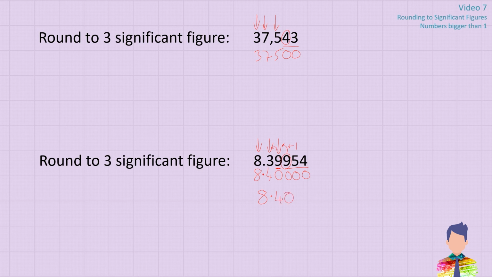Personally, if we're asked to round to three significant figures, I would keep that 0 because that's a number of significance. It's that third column that we're trying to keep.